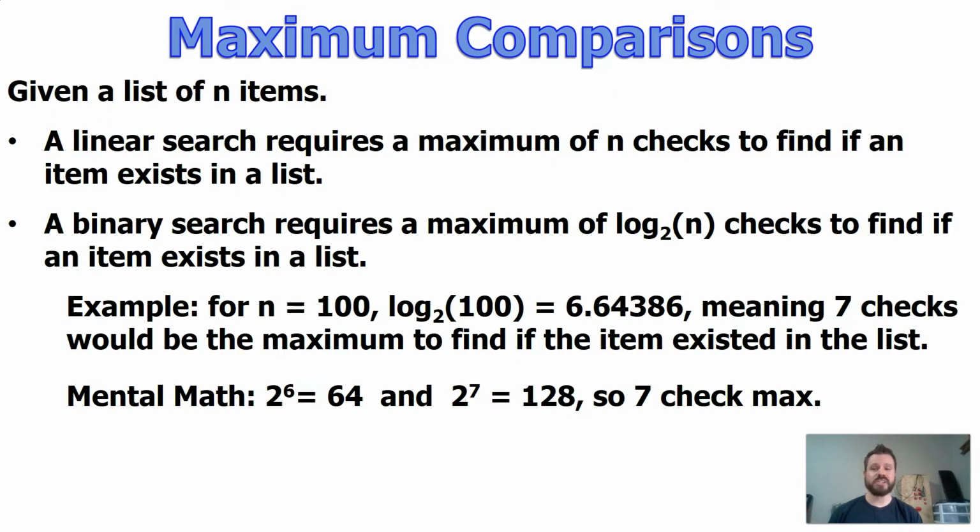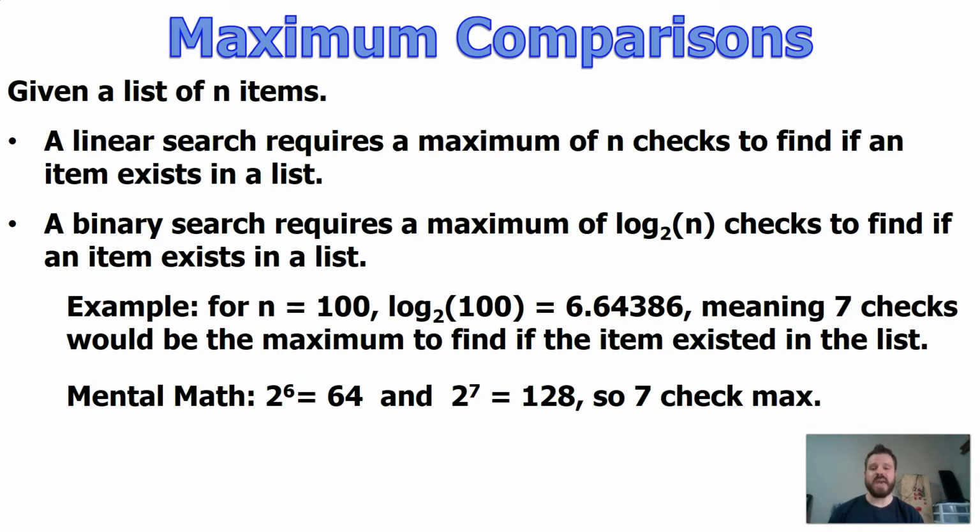Okay, binary search, on the other hand, requires a maximum of log base 2 of n checks to find if an item exists in a list. So for example, for n equals 100, log base 2 of 100 is equal to 6.6, meaning that if we round up, it's going to be a maximum of 7 checks to find if that item exists in the list.